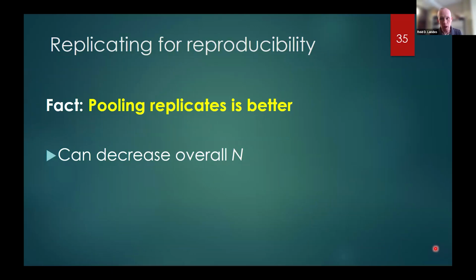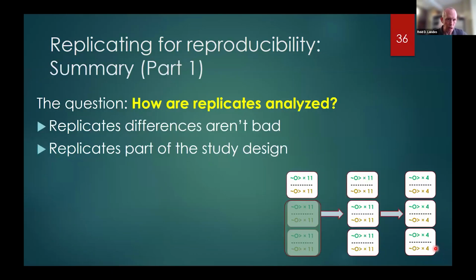So now let me wrap up. Scenario: replicating for reproducibility. The question that we want to ask people is, how are you analyzing those replicates? Just because the replicates differ, that's not a bad thing. It can add external validity to your experiment if you account for them appropriately. And also those replicates, that's part of the study design. You've planned that beforehand. Go ahead and include that in your statistical analysis plan, right?